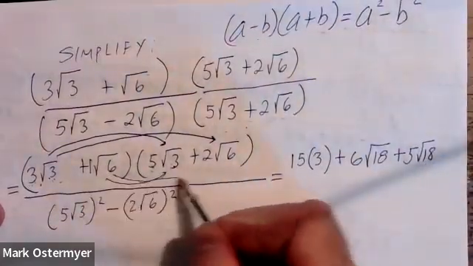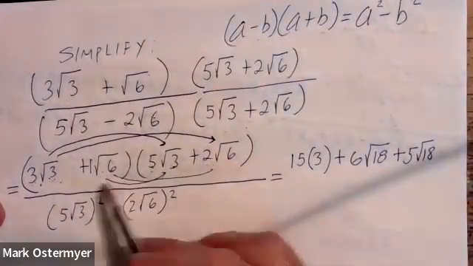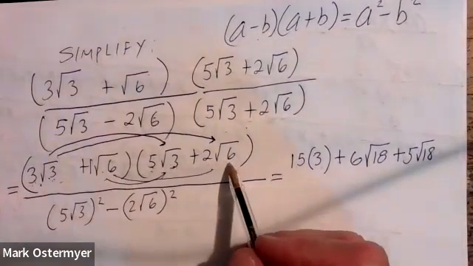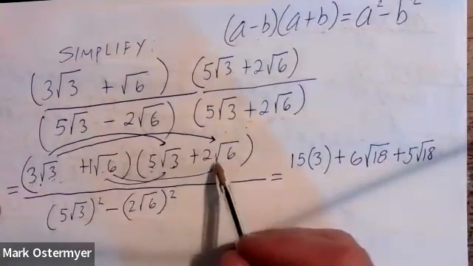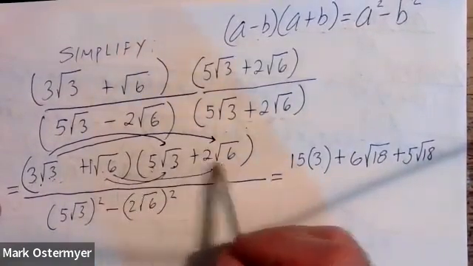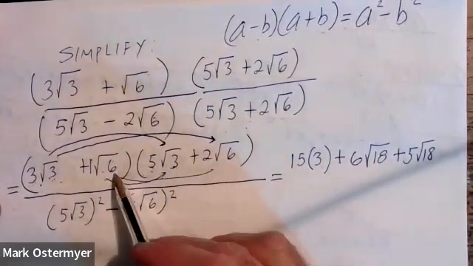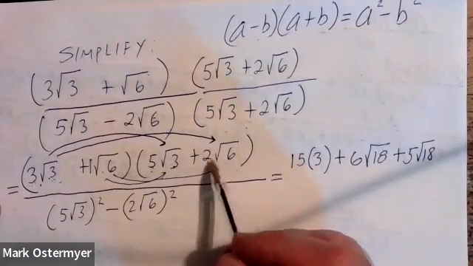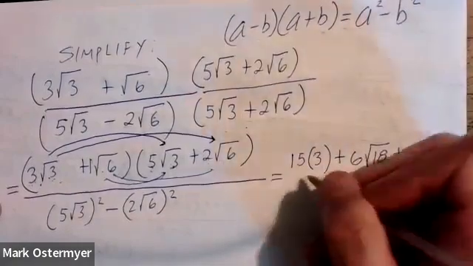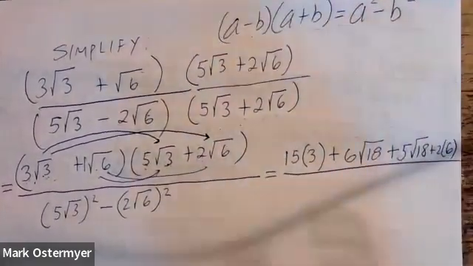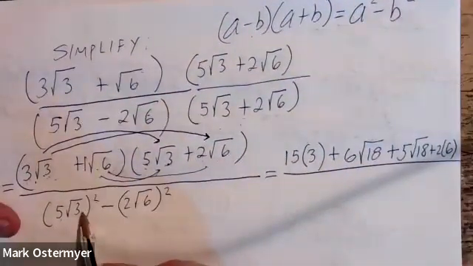Finally, the last terms: we have square root of 6 times 1 square root of 6 times 2 square root of 6. That's going to be 2. And what's the square root of 6 times the square root of 6? That's the square root of 36, which is just 6. So 1 square root of 6 times 2 square root of 6 is going to be 2 times 6. And this is all going to sit over the square of 5 square root of 3.